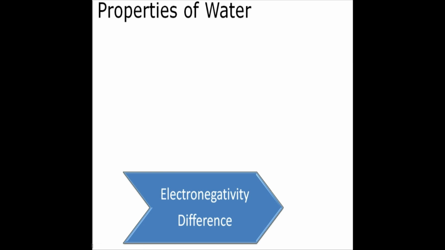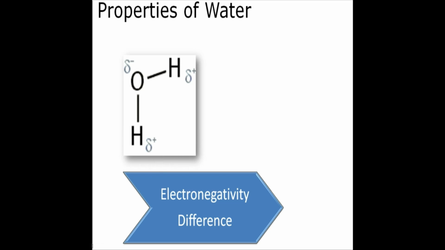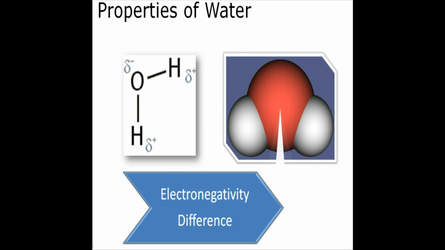It all starts with the electronegativity difference between hydrogen and oxygen. Remember, electronegativity is the attractive force that an atom has for electrons in a covalent bond. Oxygen has a higher electronegativity than hydrogen, and the difference between their electronegativities leads to the formation of a polar covalent bond.